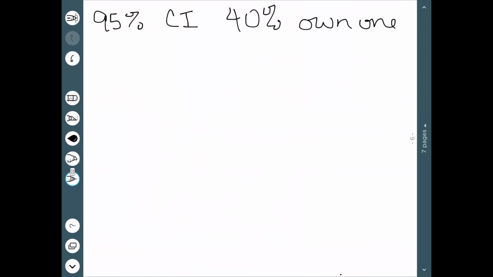So let's do an example of using this. Let's suppose we want to estimate with 95% confidence. So we have a 95% confidence interval. We want to estimate the proportion of people that own a computer at home. Previous studies have given us that 40% own a computer. And we want a margin of error of 2%.